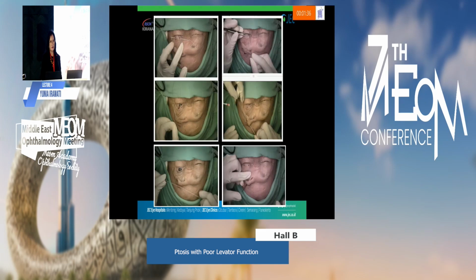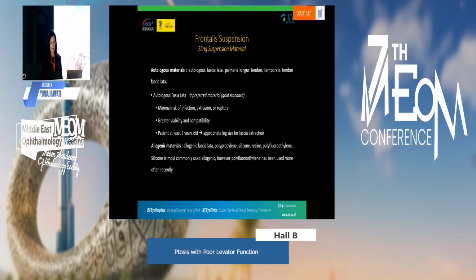Here we can also use the silicone rod. I think it's easier if the patient is cooperative. Sometimes we do it with local anesthesia, and it takes maybe only 15 minutes. We make 5 holes: two in the lid crease, two in the suprabrow, and one in the center. Usually I make the central one up, and the suprabrow is 1 centimeter.